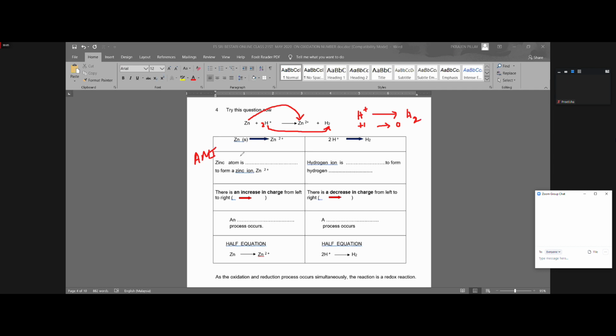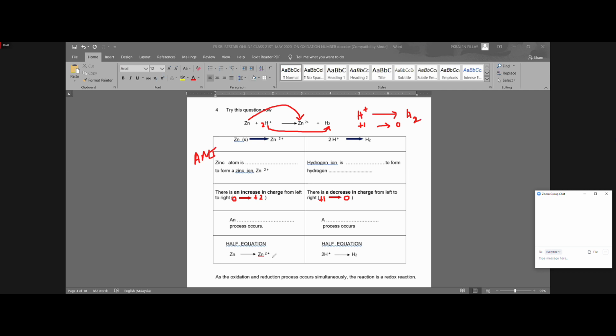First one done. Let's look at the charge. 0 to +2, correct? This is 0, this is +2. So you put here 0 to +2, increase in charge. Here, we look at the original one. H+ is +1 to 0. Correct, you're going to the left. Continue, Yongsin. What process do you put here? Oxidation process. Very good. And the right side? Reduction. Okay, so now we go for half equation.